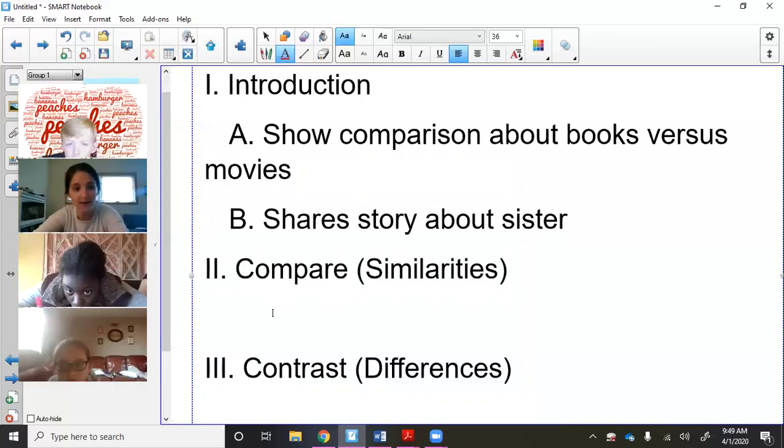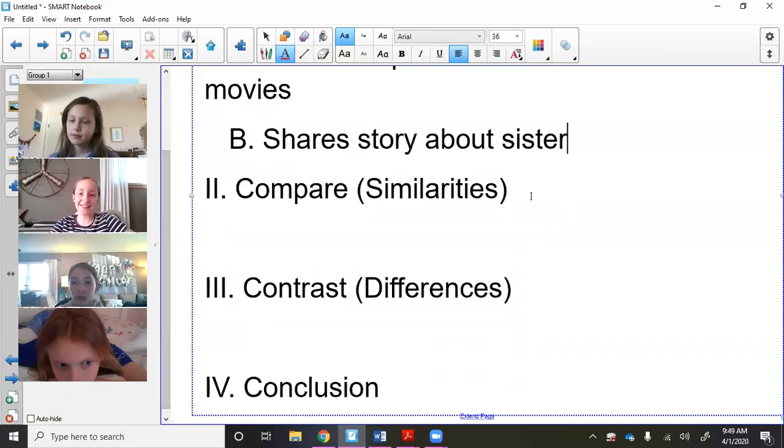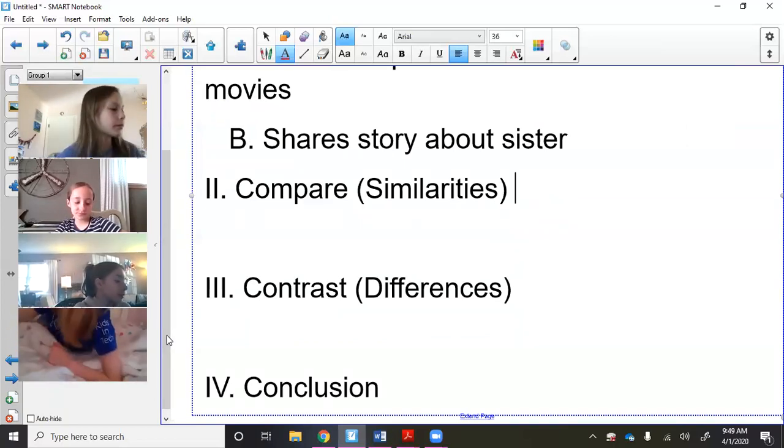So this is just outlining today. We're just kind of putting bullet points on what we want to talk about. Okay. All right. Moving on. So going to the next one, it says compare similarities. All right. Sophia, would you mind reading the next paragraph, My Sister and I?